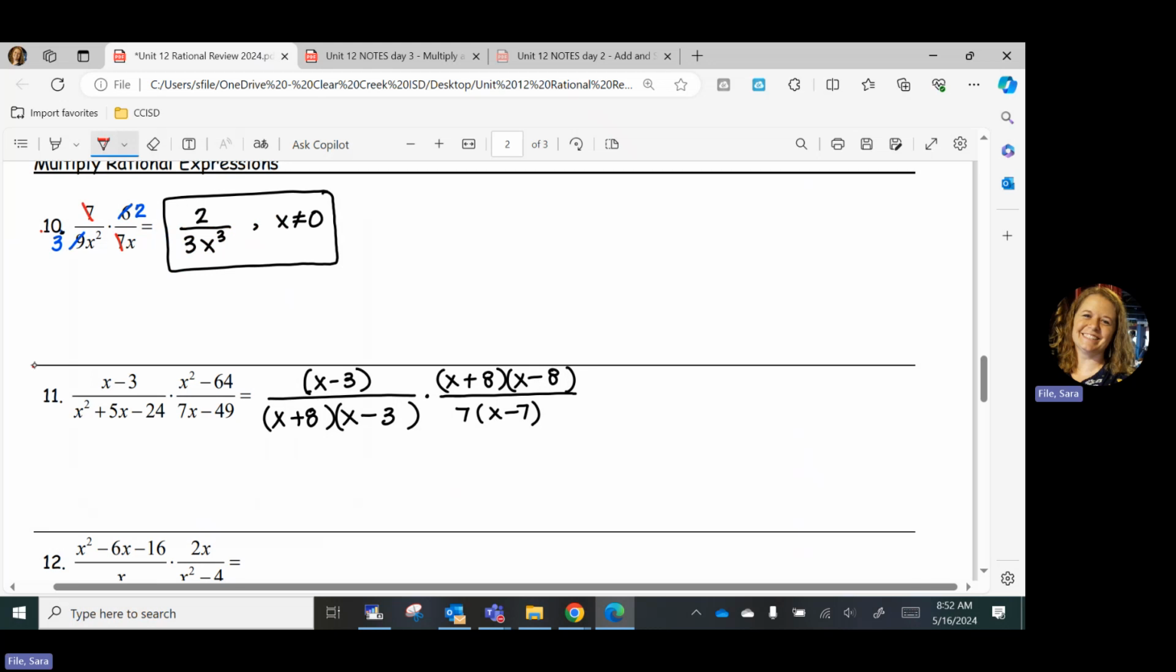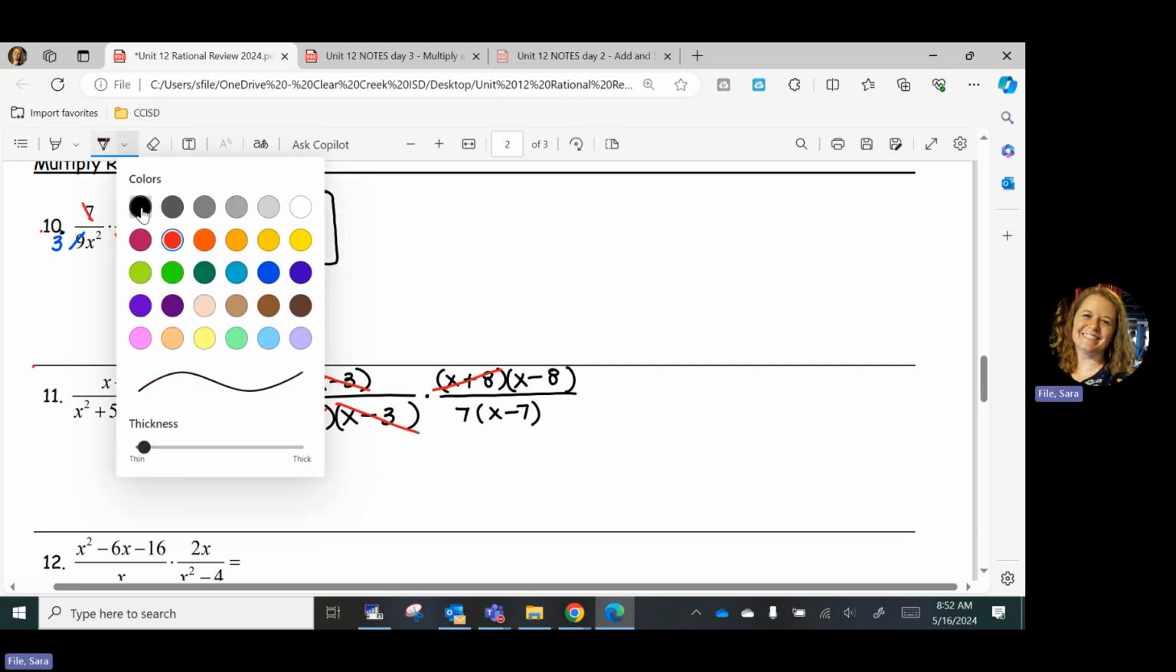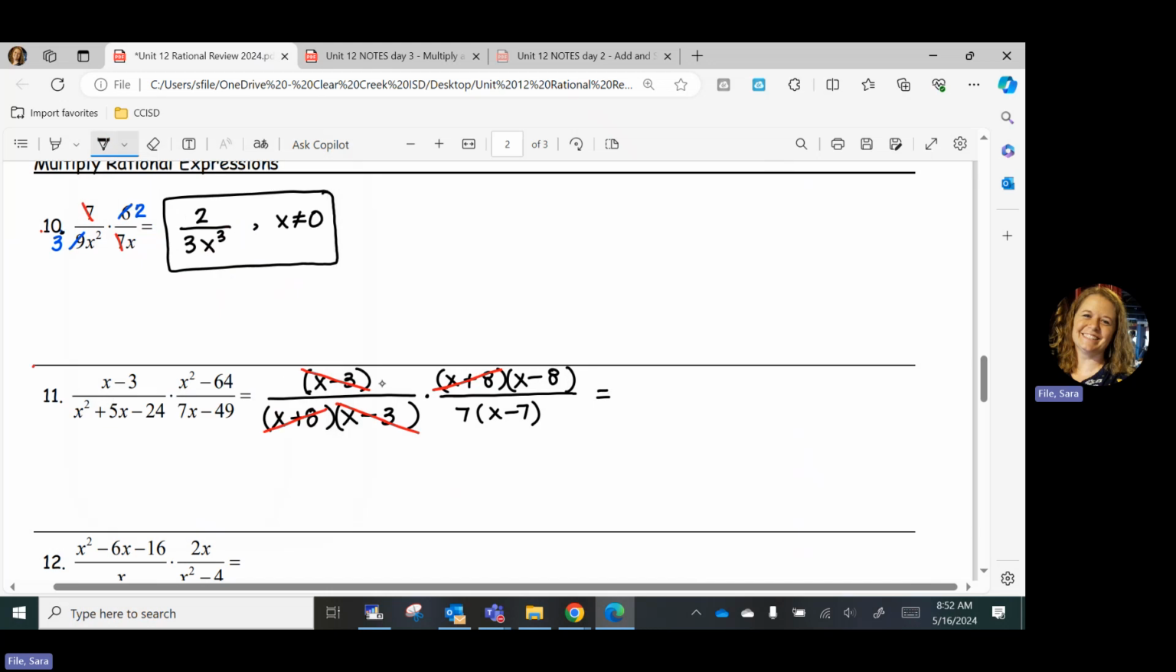What'll reduce? X plus 8, x minus 3, and that's it. So I am left with, when I multiply straight across, just x minus 8 in my numerator, and 7 times x minus 7 in my denominator. What are my excluded values? What can x not equal?